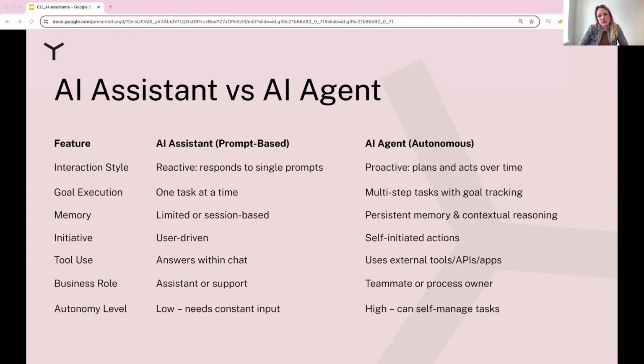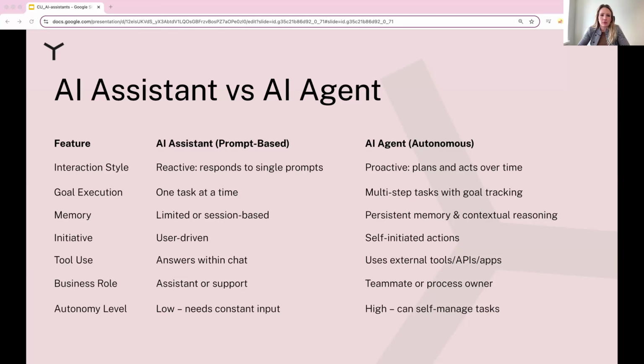And so if you look at the goal execution for the AI assistant, it's one task at a time, whereas the agent would be multi-step tasks. So you need less human in the loop with the agent than with the assistant. And actually the use cases are also really different, what we'll come to in the upcoming slides. But with more autonomy in the agent, and all those external tools, APIs, apps, in the business role, you can think about the AI agent as that teammate or even like process owner. Whereas the assistant is more like support and assistive.